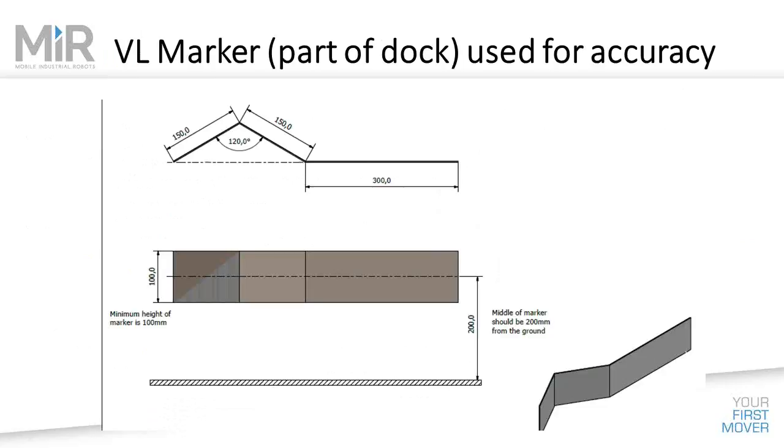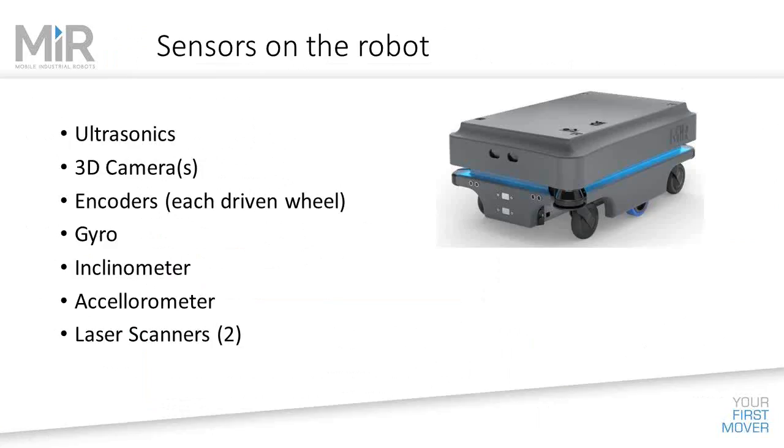Just kind of a picture of a VL marker. The VL markers can be bent up just out of plain metal, and they can be used on applications where you need to get this thing in a very accurate position versus the plus or minus 5, 10 centimeters that it normally has. You can set it to a really tight location.